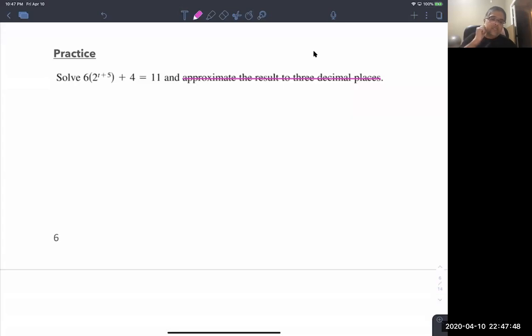Okay, so let's look at this one. 6 times 2 to the t plus 5, plus 4 equals 11. Okay, so pretty involved. So the first thing I'm going to do is get my exponential, which is this portion right here, by itself. So the first thing I got to do is get rid of whatever is being added or subtracted to it. So I got to get rid of the 4, so I'm going to subtract both sides by 4. Now, my exponential is still not by itself, so I'm going to divide both sides by 6.